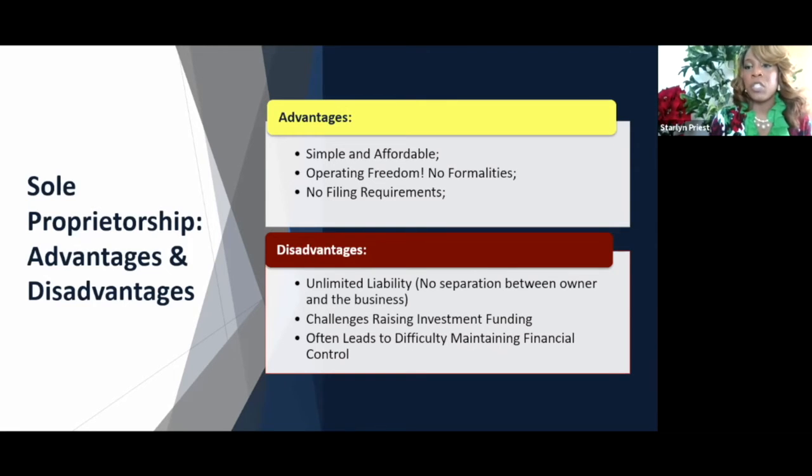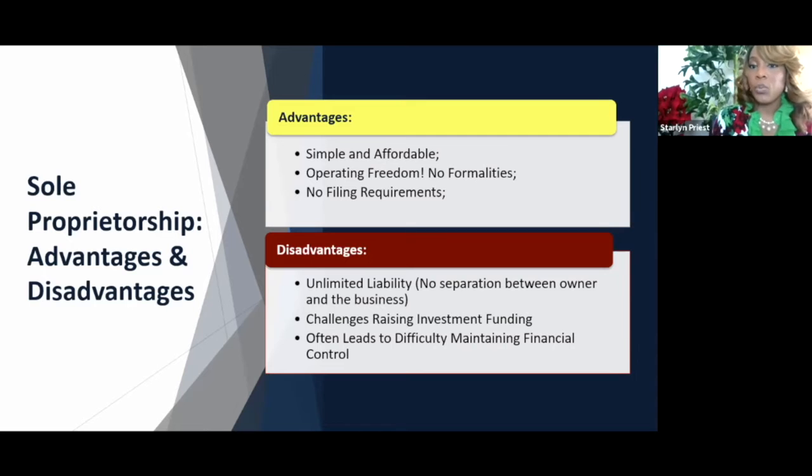The disadvantage to a sole proprietorship, though, is that there's really unlimited liability. There's no separation between yourself as the owner and the business. That means that you are personally liable for anything that transpires with that business. So it's not as attractive when the business you're in might have certain types of liability that you want to protect your personal assets from. A sole proprietorship is definitely not going to be the best in those scenarios, but you want to make sure that you're working with your legal counsel to make those decisions.